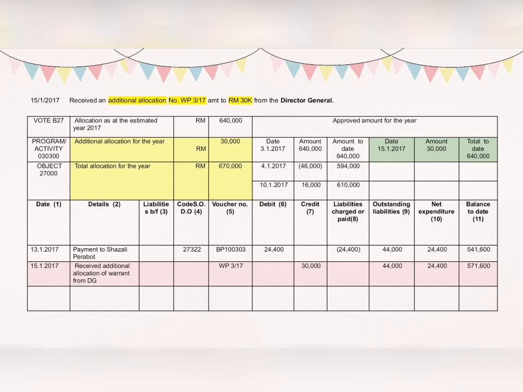The next transaction on 15th of January, an additional allocation amounted to 30,000 is received from the Director General. So obviously this is an additional allocation, therefore we will record in part 1, and now the total allocation for the year is 670,000. Next, in part 2, the amount will be recorded as a positive value, at the same time increase the amount to debt, and in part 3 it will affect the basic columns. The amount will also be recorded under credit column. Next, we will copy the outstanding liability and expenditure down, and finally the balance to debt will be increased.